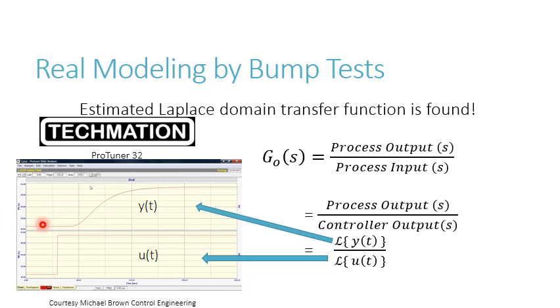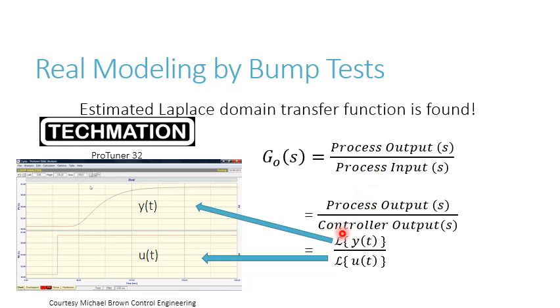Here you see the data. This is real data coming from the output of a plant, and here's your controller output in your open loop test. And look what they do here. You have the time domain data, and how do you find the transfer function? Well, the transfer function of the process is just the output of the process over the input of the process in the Laplace domain.